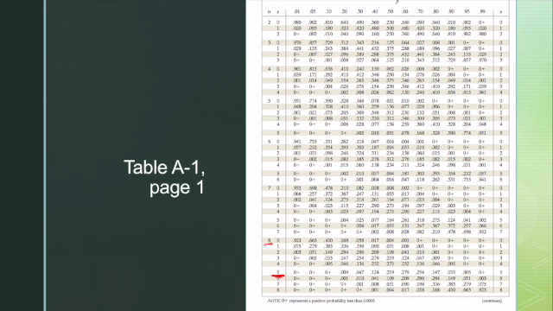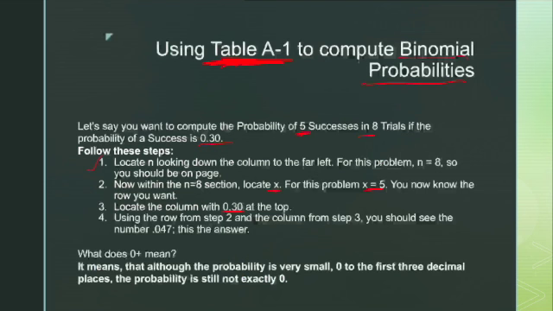Let's go down. Okay, where 5 and 0.30 meet would be 0.047. So using the row from step 2 and the column from step 3, we see it is 0.047.